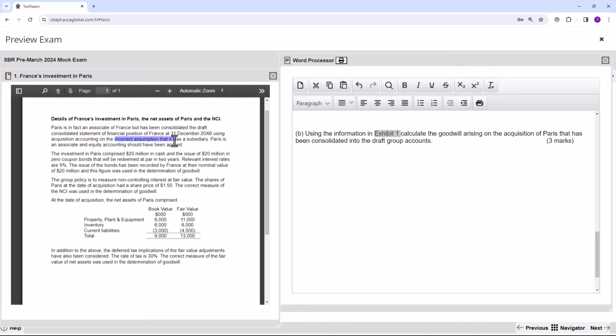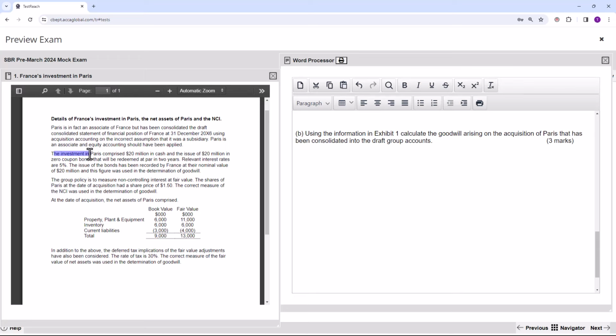So it was incorrectly classified as a sub, then it was consolidated as a sub, but we should have been applying equity accounting. So the trick of the question is we're not having to add a new sub in, but we're having to remove the figures that were included as consolidation accounting, rip them out. And we've got to calculate the goodwill arising on the acquisition of Paris that has been consolidated in the draft accounts. And we've got the information to do that.